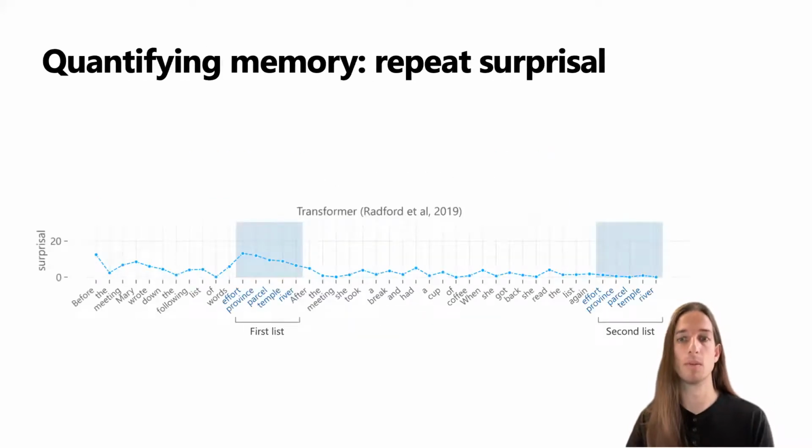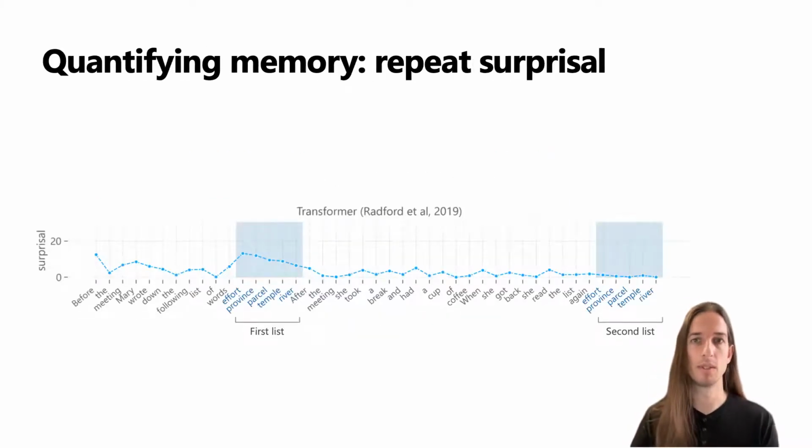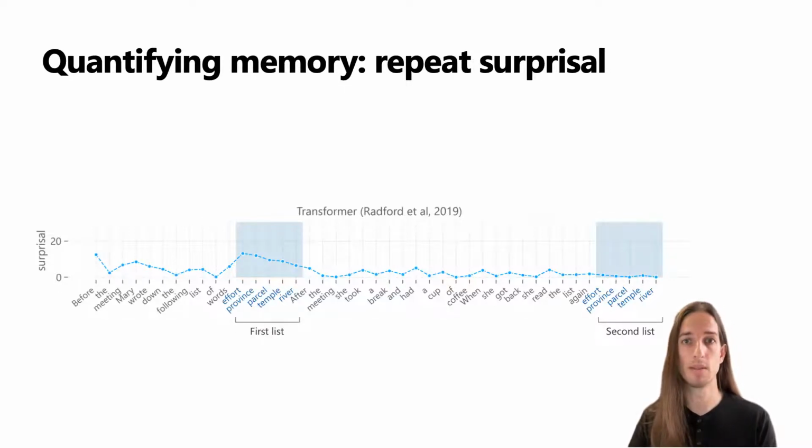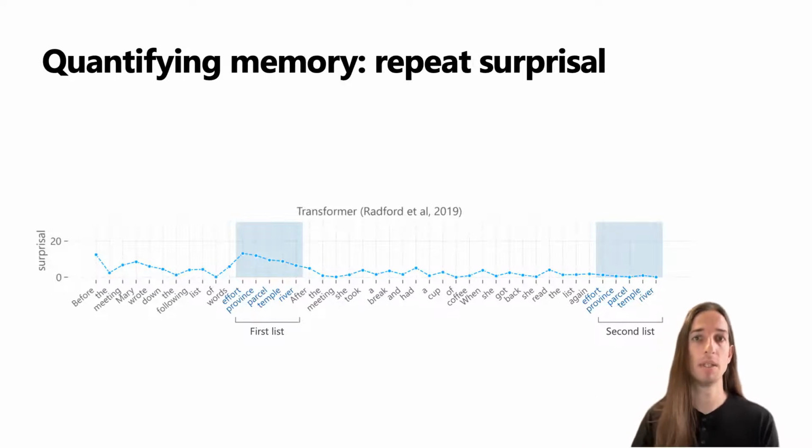We call this repeat surprisal. I show you here an example sequence and language model surprise. The two lists are marked in blue. Now, repeat surprisal is simply a median surprise on the second list divided by the median surprise on the first list and expressed as percentage. So a repeat surprisal of 100% indicates no change and hence no memory on the second list.